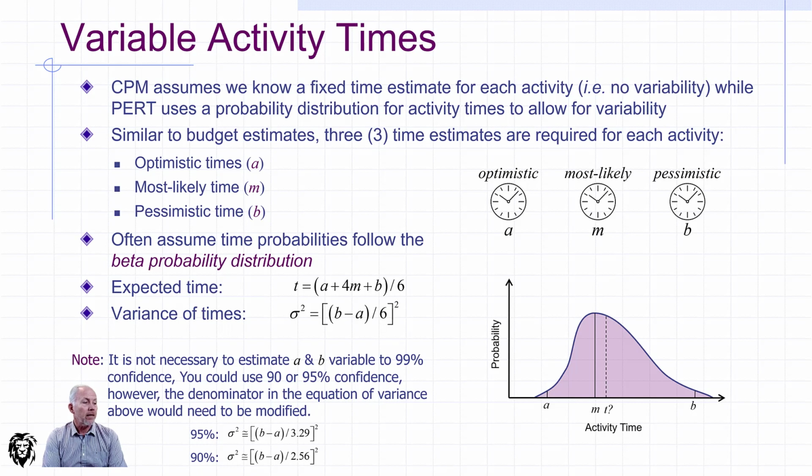But for clarity's sake, if you were comfortable that your estimates of most optimistic and most pessimistic were better represented by either the 90 or the 95% confidence, then you could just adjust the equation for the variance by having a different number in the denominator. So instead of 6, it would be either 3.29 for 95% confidence or 2.56 for 90% confidence. And this would just make the probability calculations that follow in line with the confidence of your estimating process. So just keep that in mind.